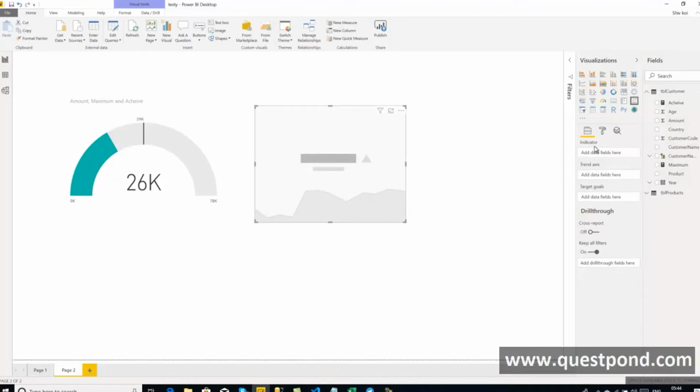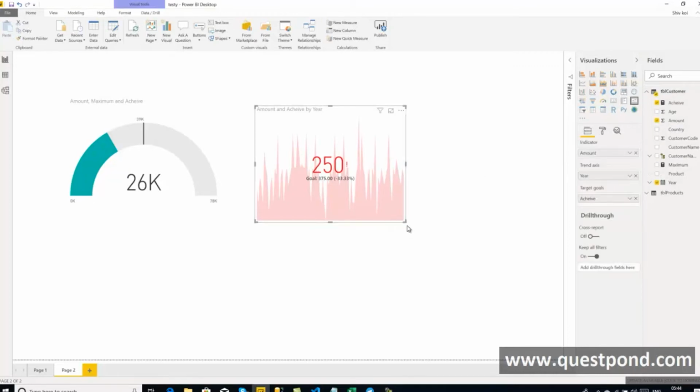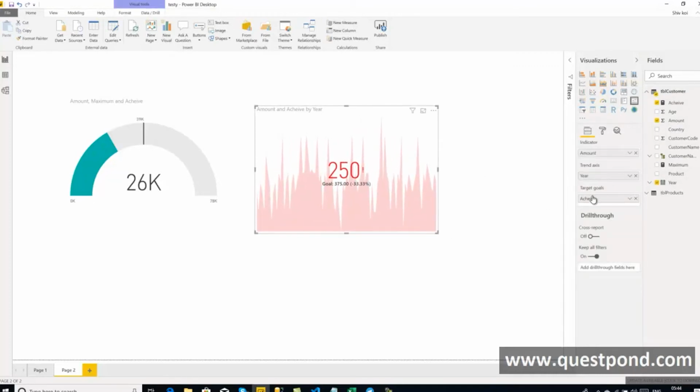So you can see at the right hand side, we are seeing 3 fields out here. The first one is how much we want to achieve. Remember, I had created this achieve measure for the speedometer. So I'll use the same one. I'll say, okay, this is my target and this is the current value. You can see I'm dragging and dropping the amount, and in the trend axis, let us put the year. So you can see now it's saying that you want to achieve 375, and at this moment you have achieved only 250. You are 33% lagging, right?